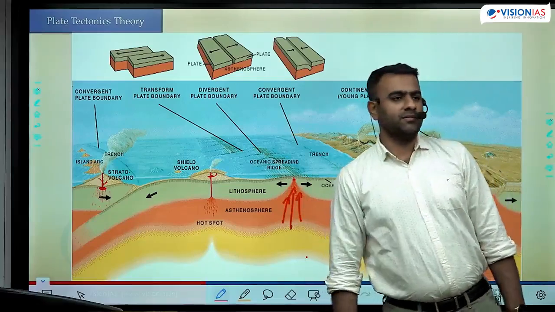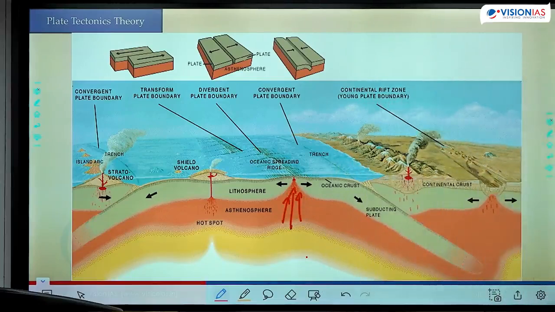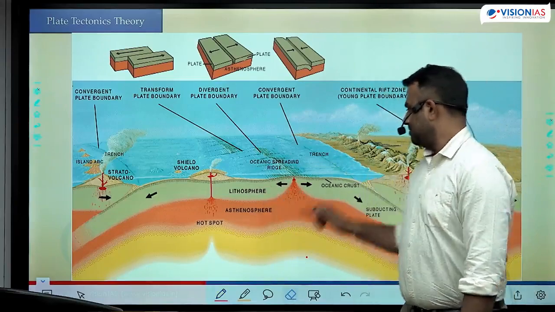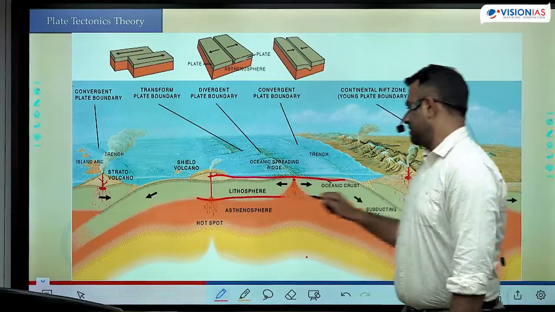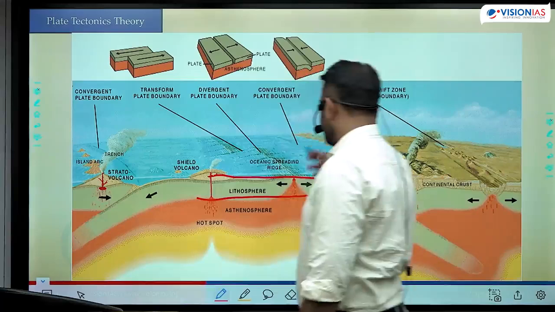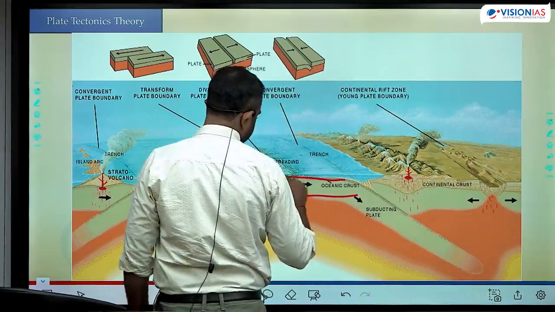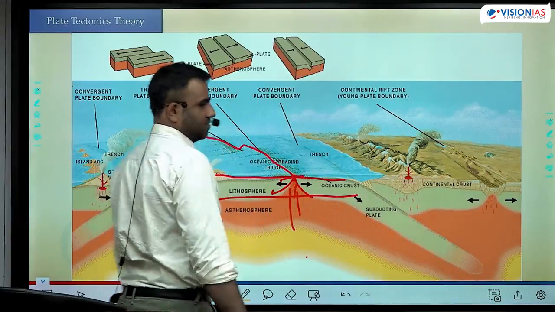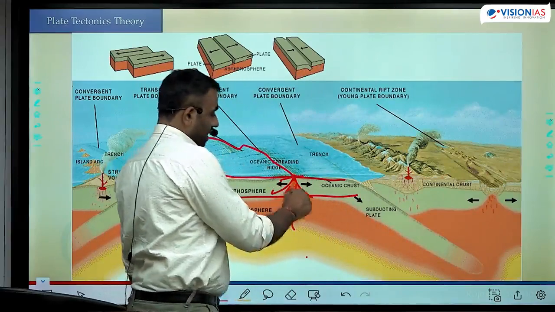Rising currents of magma. If there were no magma, there would not have been a plate margin at all. This entire part would have been part of a single plate. Earlier it was a single plate only. When magma starts to rise from here, it causes the thinning of these edges, it creates a crack, and then it starts to come out. It starts with this rising magma.